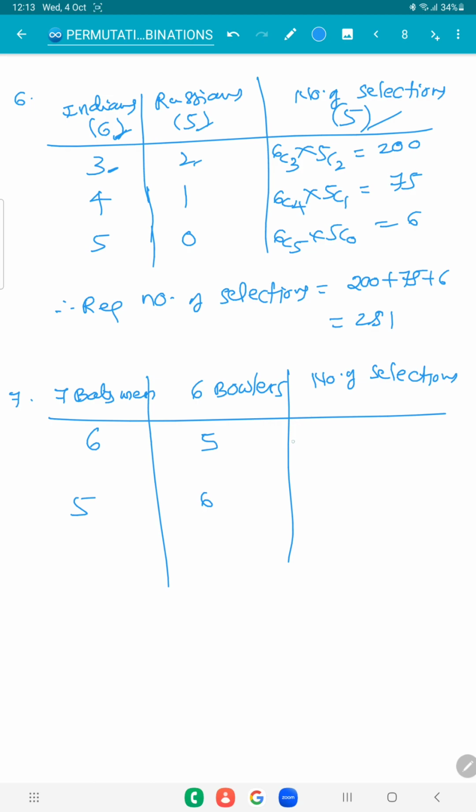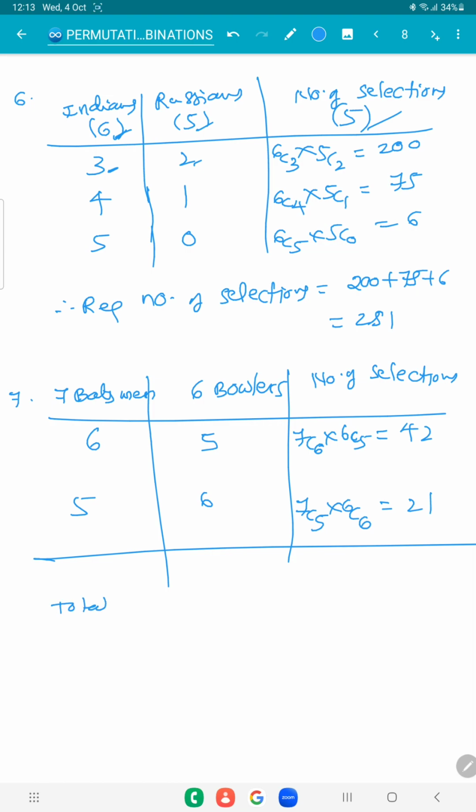So the number of selections is equal to 7C6 into 6C5, one selection. Next one is 7C5 into 6C6. So what is this value? It is 42, 21. So the total number of selections is equal to 42 plus 21, that is equal to 63. Next question is the 8th one.